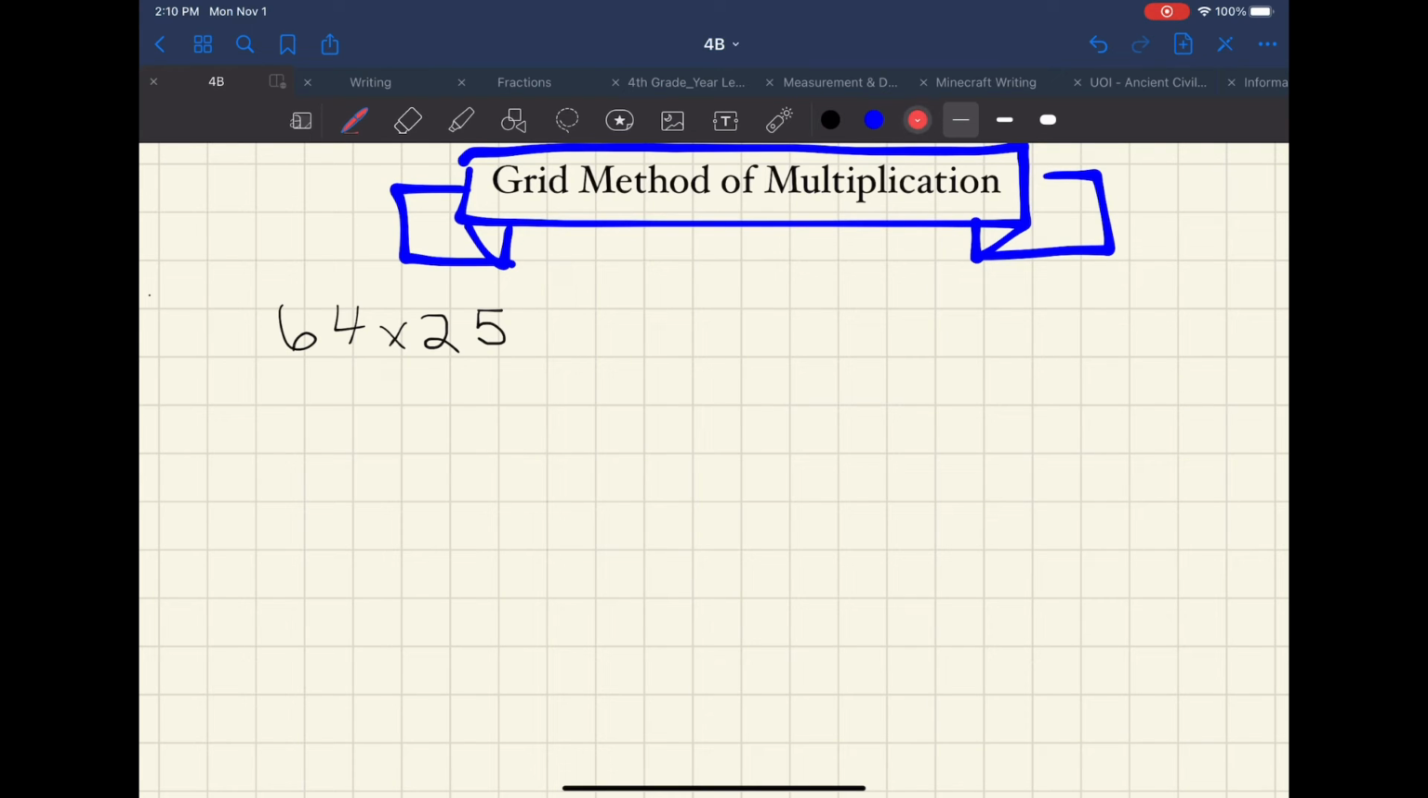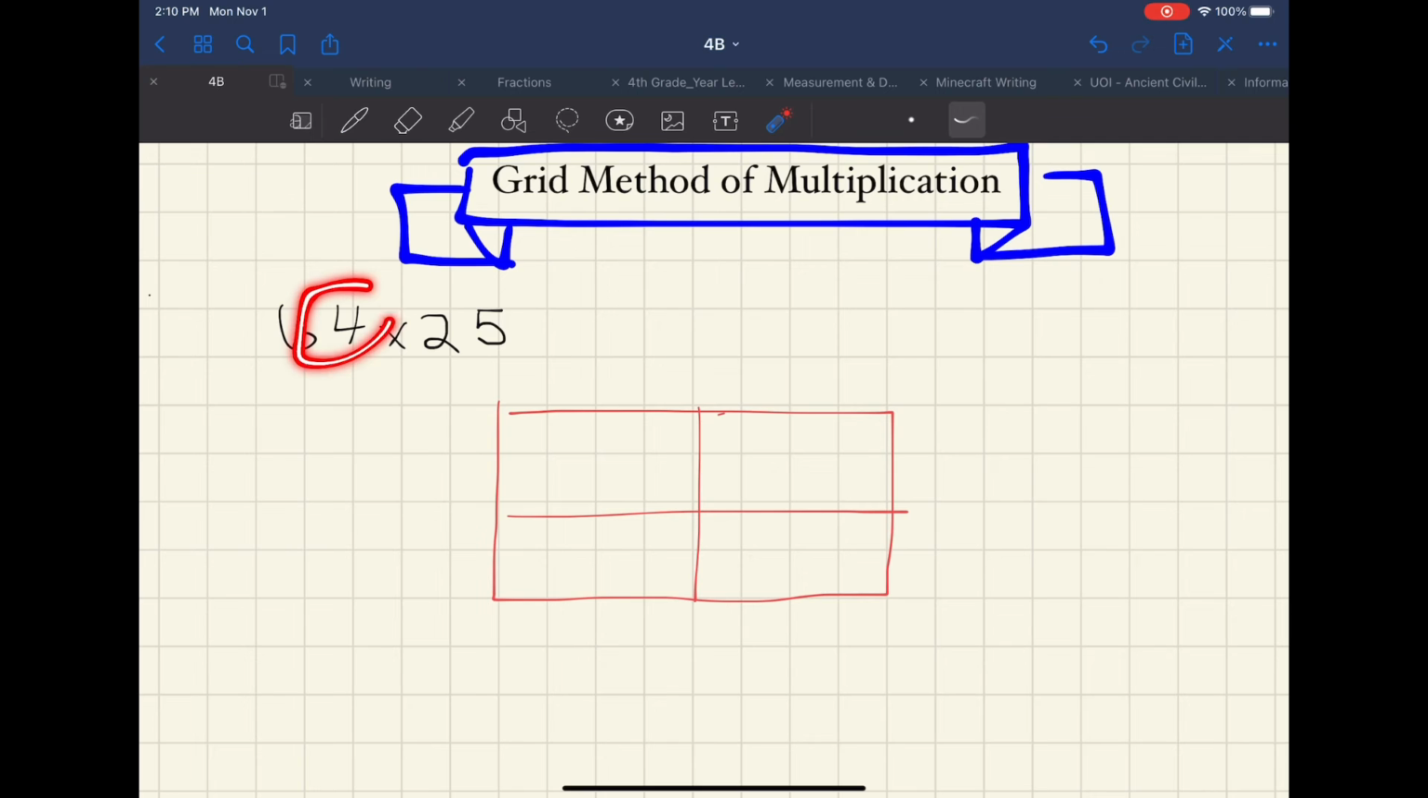Okay, we're going to look at grid method of multiplication again, but this time using 2-digit by 2-digit numbers, which is also a curriculum standard for 4th grade. So when I take these two numbers, the first thing I'm going to do is draw a box or a grid. But instead of splitting it into 2, like I did the first time, because I have 2-digit numbers, I'm going to split it into 4.